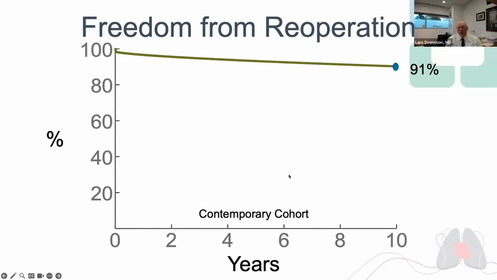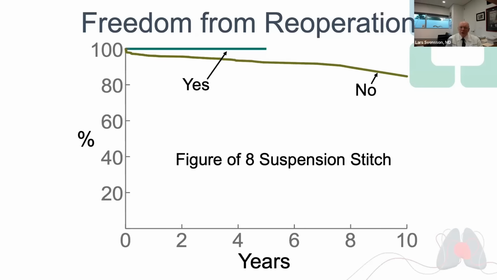And the freedom from reoperation at that series was 91% at 10 years. So these are patients who otherwise would have had their valves replaced, either biologically, a biological valve or mechanical valve. And we've got data to show that if patients have a successful repair, they are much better off than having a biological valve replacement over time.